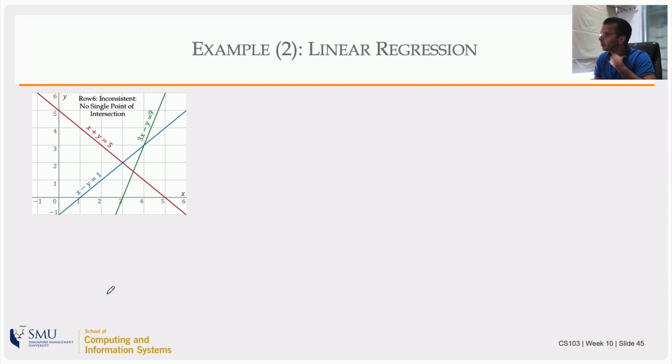For the second example, I want to go back to, I think, week 5 or 6, where we had 3 equations that did not have a solution because they went through 3 different points.